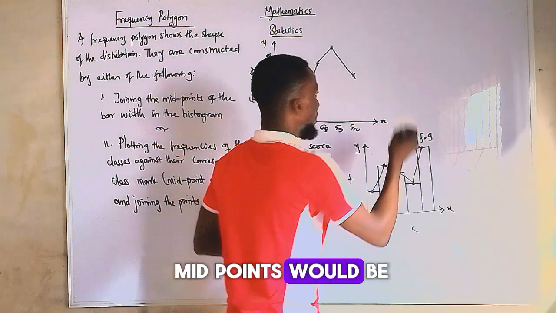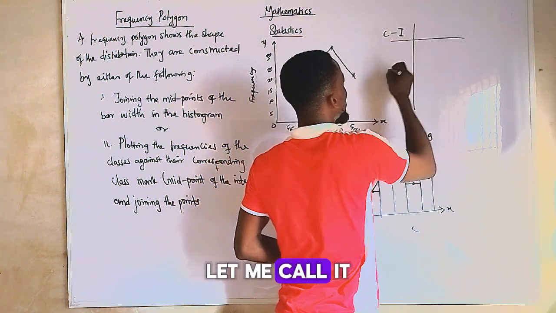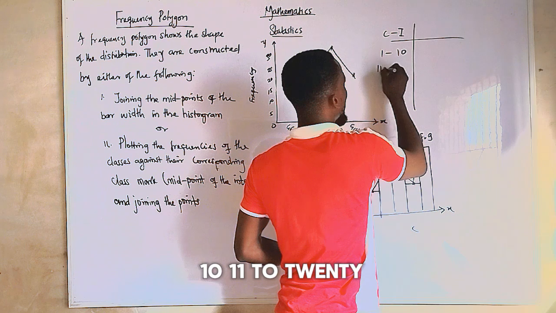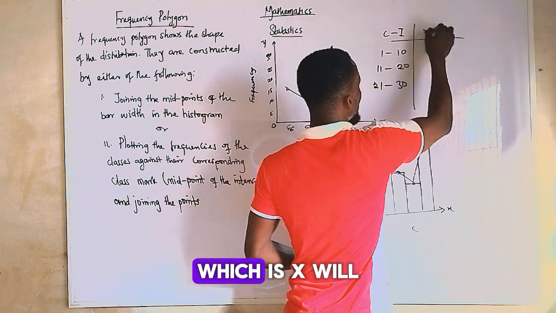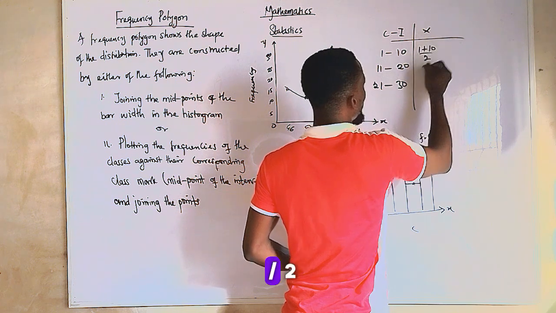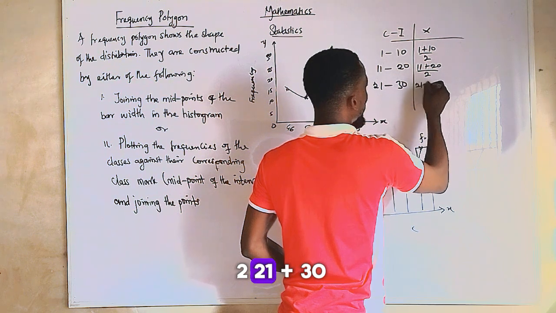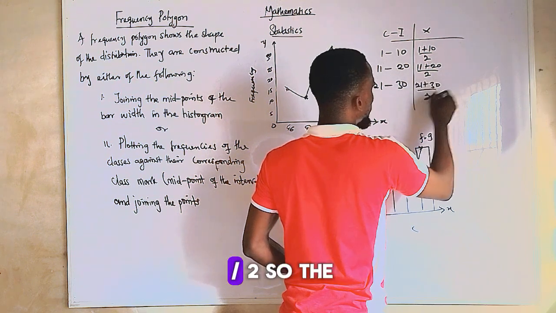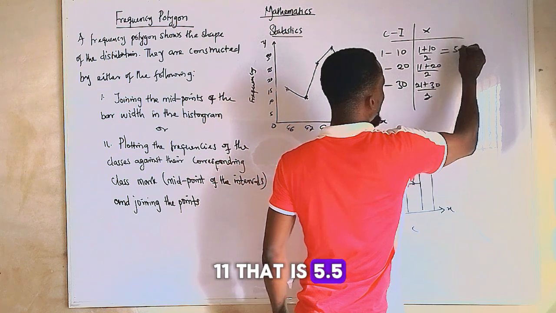The midpoint would be, let's say we have this. This is the class interval, let me call it CI. 1 to 10, 11 to 20, 21 to 30. So the midpoint, which is X, will be (1 + 10) divided by 2, (11 + 20) divided by 2, (21 + 30) divided by 2. So the midpoint here will be what? That is 5.5. Are you with me?